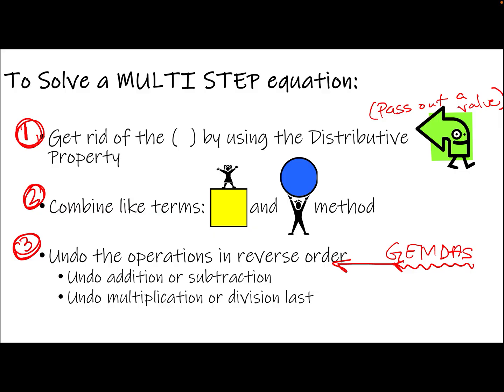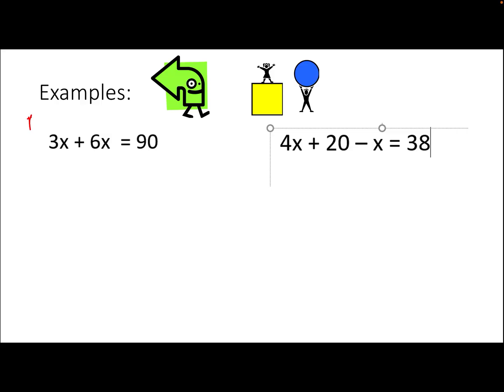All right, here we go with example 1. On your paper, you should write the exact equation you see on the screen. Write 3x plus 6x equals 90. And then you're going to go through the checklist. Is there anything to distribute? No? So the next thing I'm going to do is collect like terms.